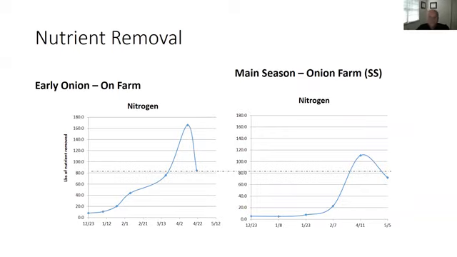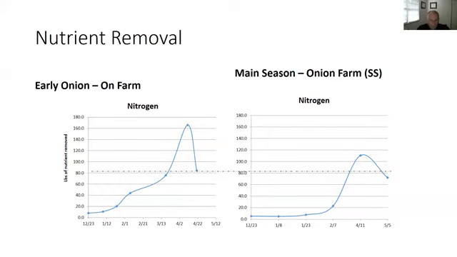And again, we saw similar types of trends. This is actually nitrogen, and this is removal. What we did was we took entire onion plants, harvested them out of the field, dried them down, measured the nitrogen, and calculated on a per acre basis how much nitrogen would be removed. So for early onions, this was on a private farm. These were some very early planted onions. I think they were planted in very early November, so they matured in the first part of April this year.